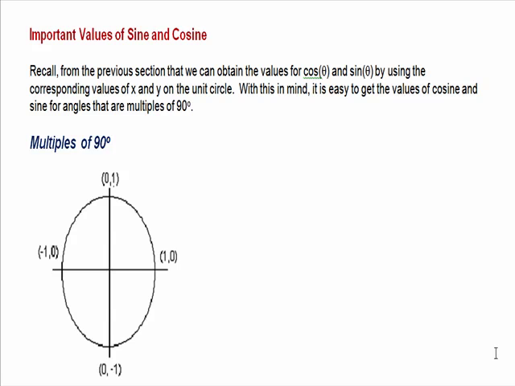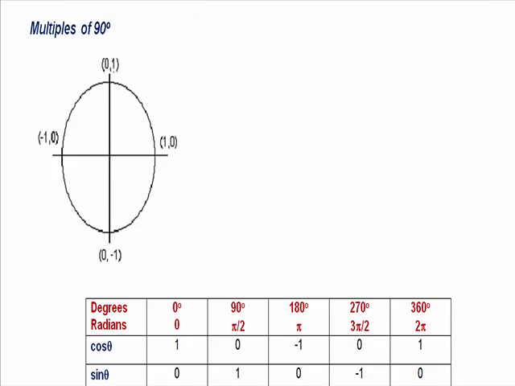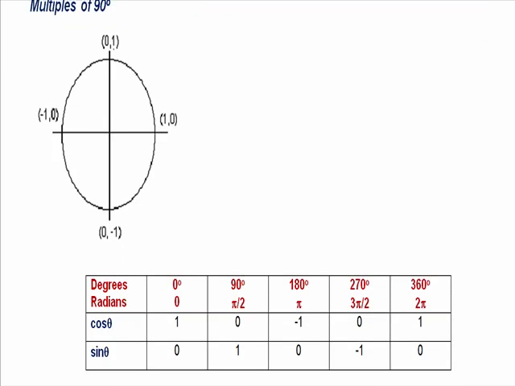Let's start out looking at the important values of sine and cosine. Recall from the previous section that we can obtain the values for cosine theta and sine theta by using the corresponding values of x and y on the unit circle. With this in mind, it's easy to get the values of cosine and sine for angles that are multiples of 90 degrees.